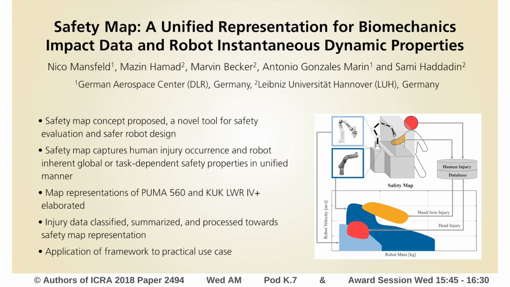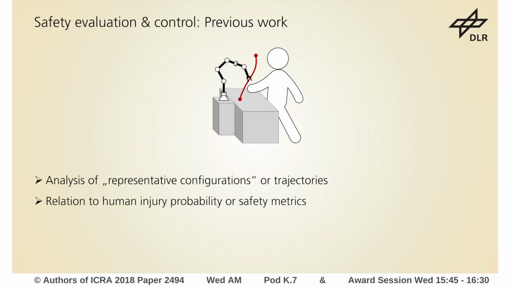In this work, we proposed the concept of a so-called safety map, a unified representation for biomechanics impact data and robot instantaneous dynamic properties. It is a novel tool for safety evaluation and safer robot design. Typically, a robot's safety properties are determined for so-called representative configurations or trajectories. Then, they are related to human injury probability or safety metrics.